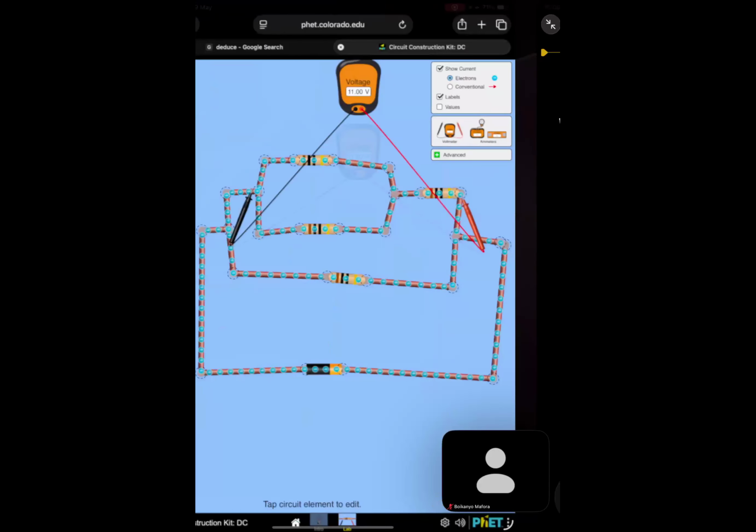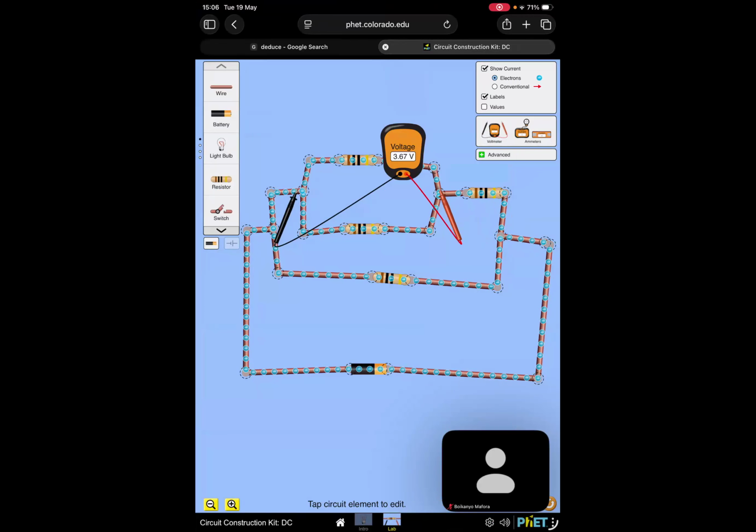So check this out here. We get 3.67. Then I measure across this guy. Do you see that? Because the two are in series with each other. Do you get it? But the whole of the top part measures 11 volts.